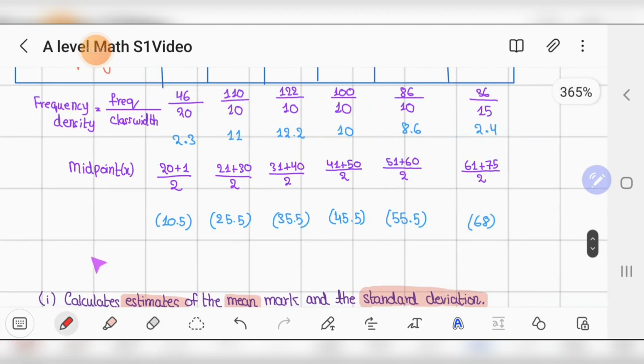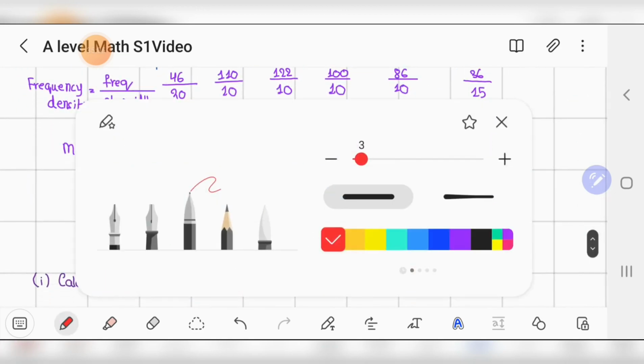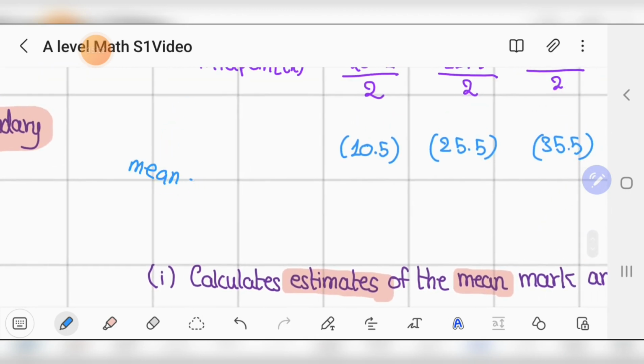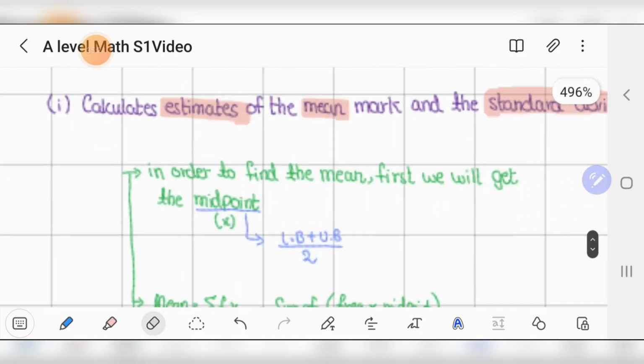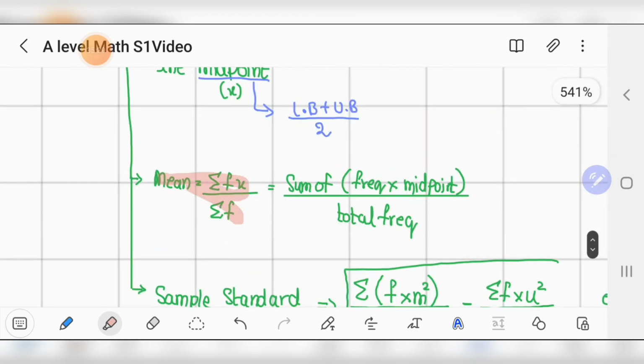So you have found the midpoint, upper boundary plus lower boundary over 2, of each class interval. Then the formula of the estimate mean is fx upon f. This is the estimate mean. You're just multiplying the frequency by the midpoint of each class interval. In order to find the mean, first we will get this. We have already got this. Then you will use this formula: sum of frequency multiplied by midpoint upon total frequency.